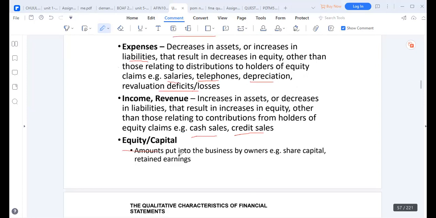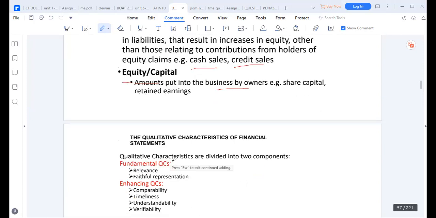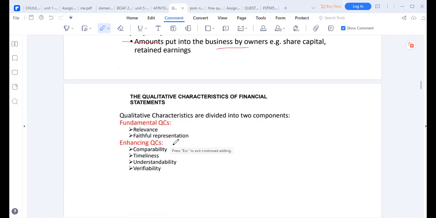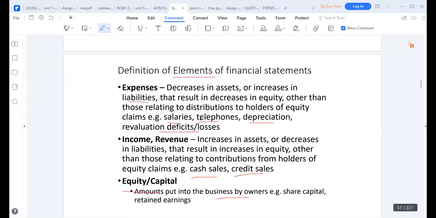We also have equity. Like I said, when you put money into a business or you start a business, we call it capital. So we have characteristics of... So, Mr. Collins, yes, please. What's the difference between depreciation and accumulated depreciation?